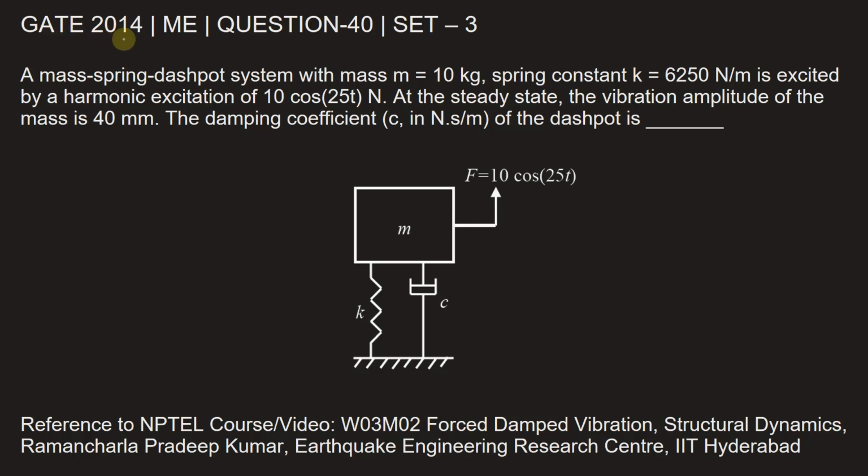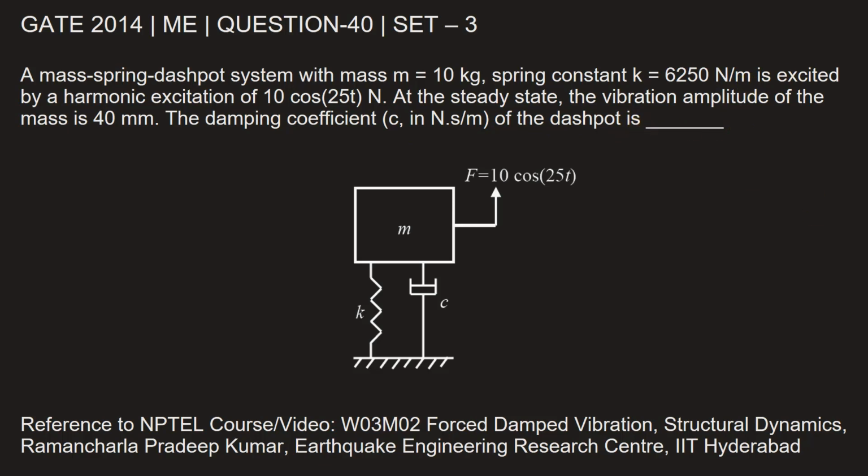This question is from GATE 2014 Mechanical Engineering Paper Set 3, question number 40. A mass spring dashpot system with mass M as 10 kgs, spring constant K as 6250 Newton per meter is excited by a harmonic excitation of 10 cos 25t Newton. At the steady state, the vibration amplitude of the mass is 40 millimeters. Damping coefficient C in Newton second per meter of the dashpot is dash.